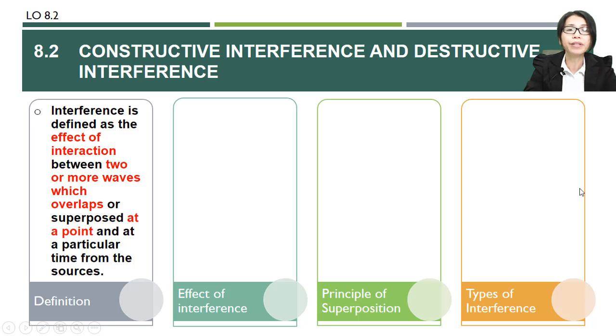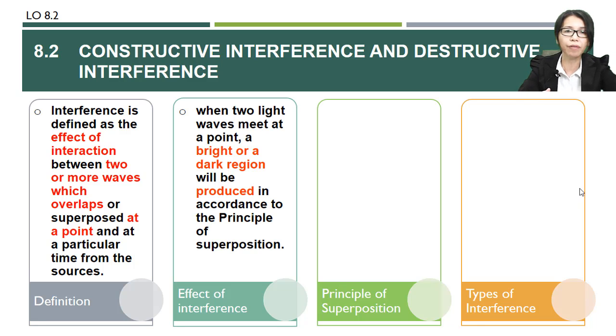What is interference? Interference is defined as the effect of interactions between two or more waves which overlap or superpose at a point and at a particular time from the sources. So when two light waves travel and overlap at a certain point, then we say interference occurs.